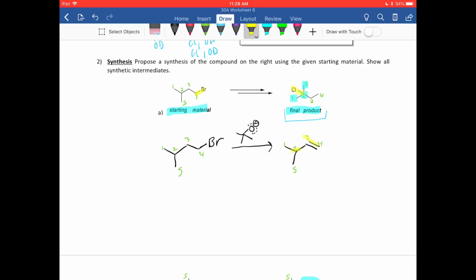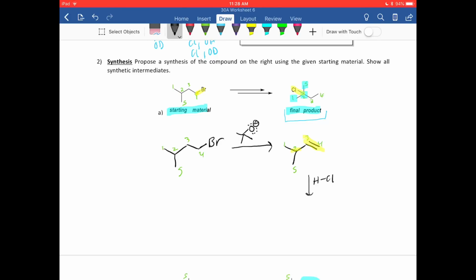We have the alkene at 3 and 4. So how are we going to get something to attack at the 2 position? Well, let's first think of just how we would put in that chlorine group. If we have an alkene, we could put in that chlorine group by reaction with HCl. And we know that this undergoes an SN1 mechanism.